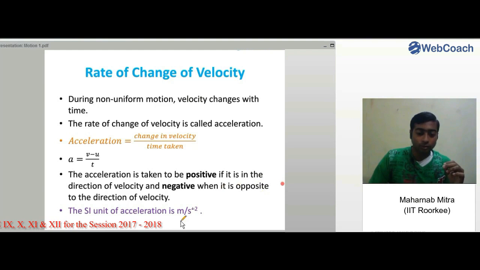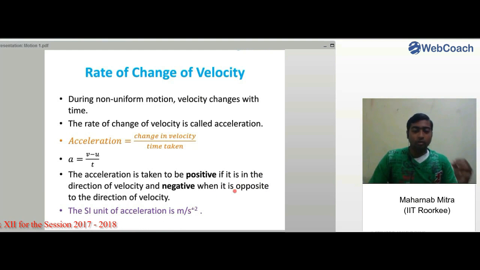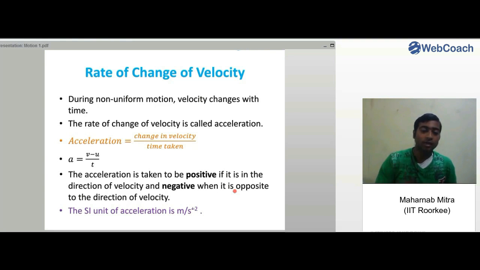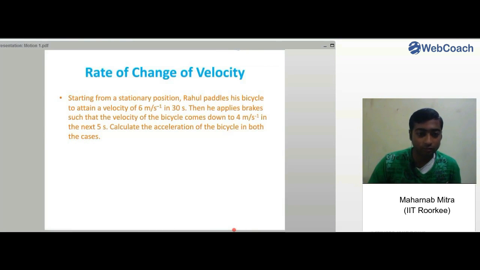It should be plus here, right? So it is meters per second square. This is the SI unit of acceleration. SI unit of speed is meters per second. Similarly, SI unit of acceleration is speed divided by time, right? The unit comes from speed divided by time, or meters per second divided by second, which is meter per second square. This is the SI unit of acceleration.